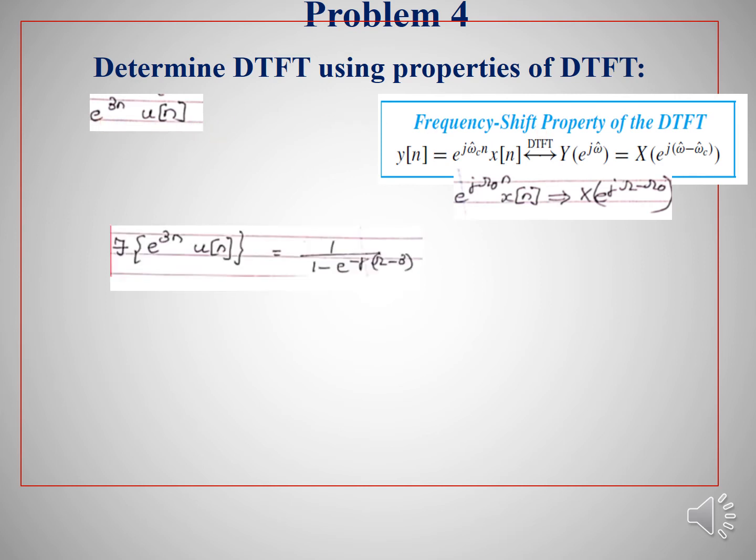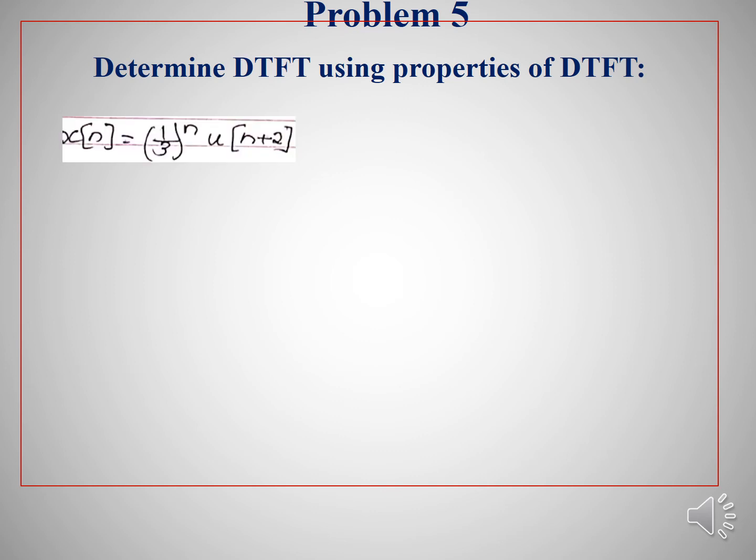For this particular problem, writing it in terms of the Fourier transform of e power 3n u of n would be 1 divided by 1 minus e power minus j into omega minus 3, resulting in the solution. Let us go on to the next problem.